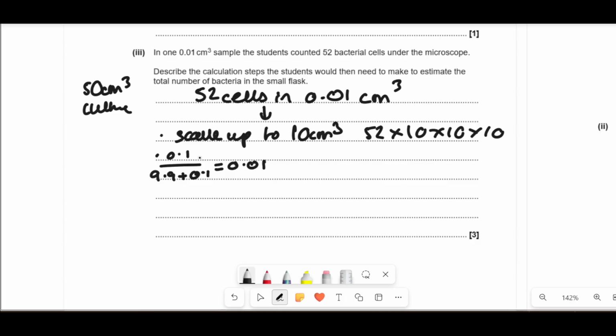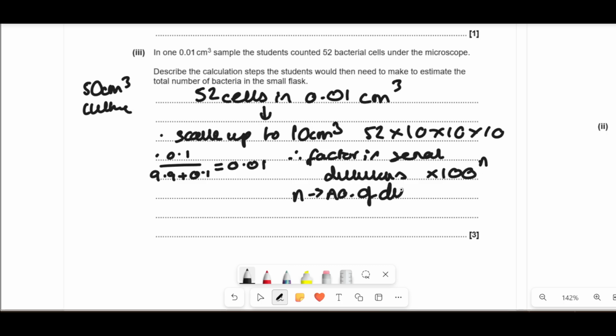So as in, this is 100 times less concentrated than the original thing. So therefore, you would want to undo the dilutions. So you would factor in serial dilutions. Every single time they're making it 100 times more dilute, which means this would drop by 100 each time. So what you would do is just do times 100 to the power of n, where n is the number of dilutions. So you can work backwards like that.